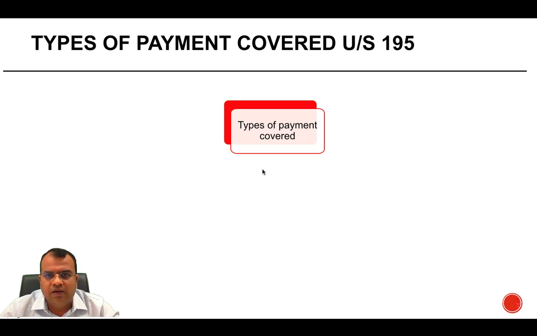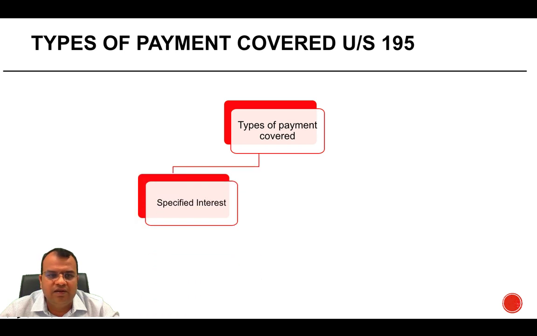So the first question is, what are the types of payments which are covered under section 195? When I look at the types of payment which are covered under section 195, they basically fall into two categories. Specified interest payments, right? When I use the word specified, the reason is that there are some interest payments which are excluded from section 195. I will just come on to that in a moment.